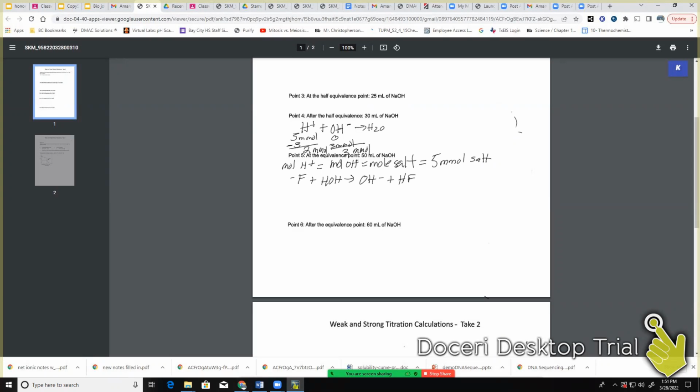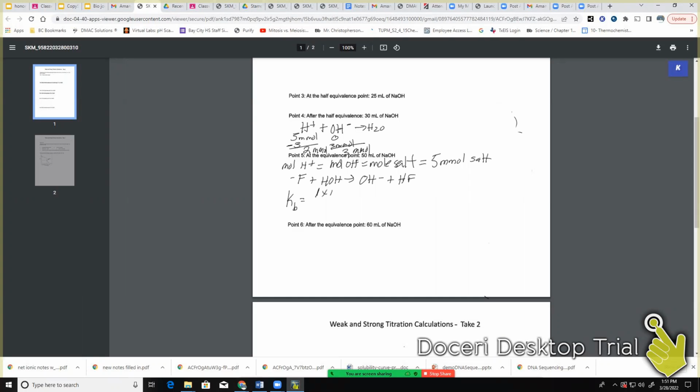Strong base, weak acid. And if you notice this here, the fluoride is acting as a base. It is a conjugate base of HF because it's accepting a hydrogen. So I don't need a Ka, I need a Kb for this. We were given the Ka, so I'm going to do my Kb.